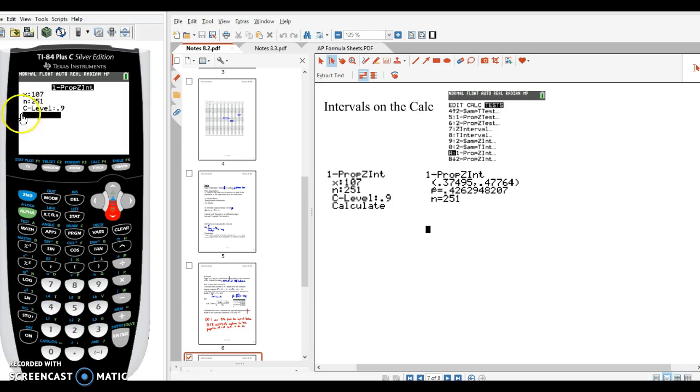Now notice here, this is x, that's how many of the things have the characteristic I'm looking at, over the total. Notice it does not want a p, so I don't want to put the 42.6%. I want to put 107 out of 251. Hit calculate, and it gives me the same interval that I got from using the formula. It'll be maybe just a few 10,000ths off because we rounded it when we were doing the formula method.